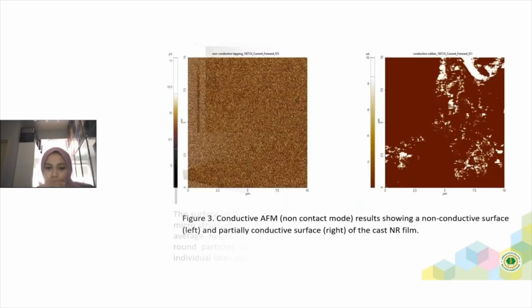Okay, this is the conductive AFM, using a non-contact mode. You can see the non-conductive on the left and the conductive on the right of the cast natural rubber film. I know it's not well dispersed, probably because it is coated by thicker particles of the natural rubber latex embedded on the film.